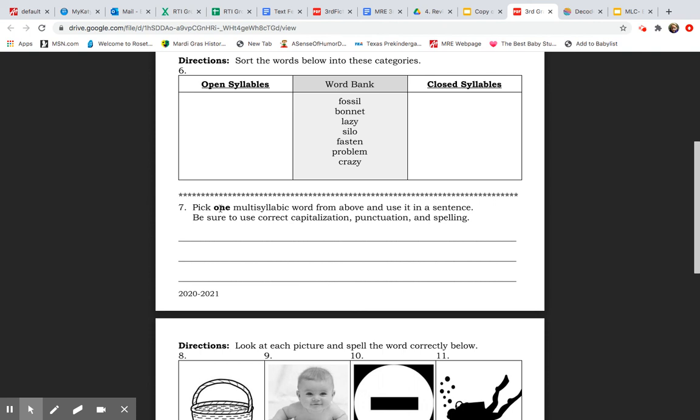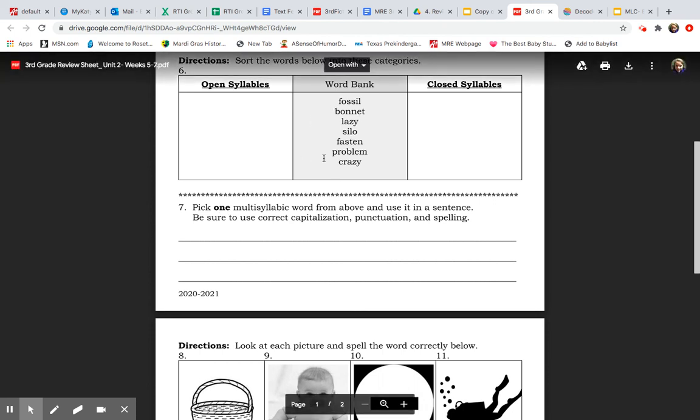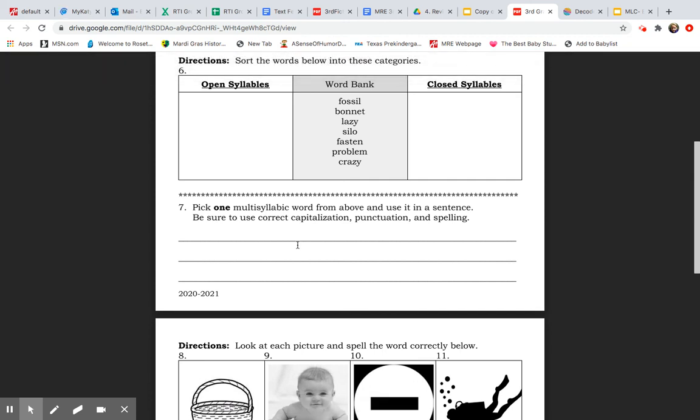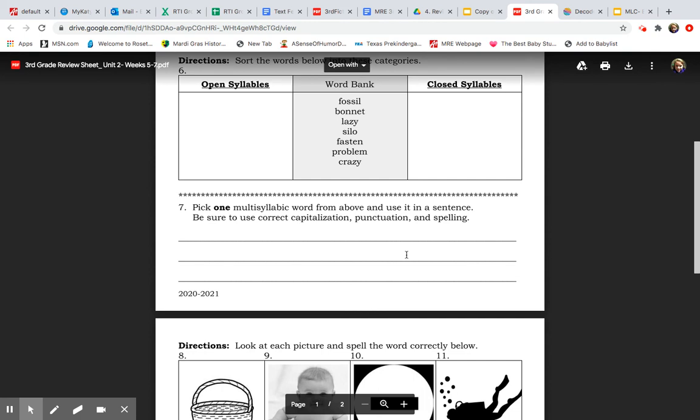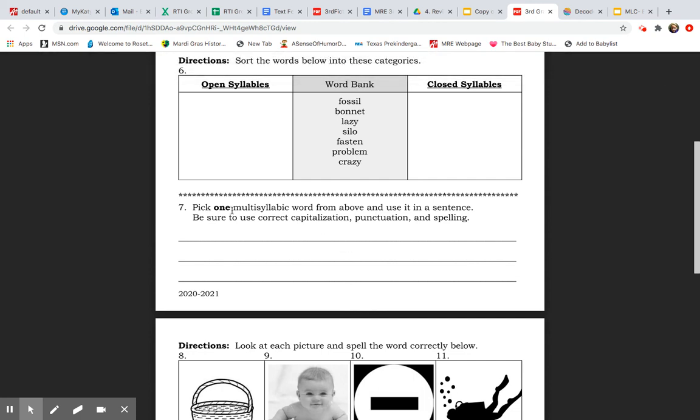Then I tell you to pick one of these words from your word bank and put it into a sentence. Now, guys, on your quiz, questions like these are 4 points, and here's why. 1 point is to see, did you use the word correctly in a sentence? Did you give me a capital letter at the beginning? Did you give me punctuation at the end? And did you spell it correctly? So each of those components is 1 point, making this question 4 points.